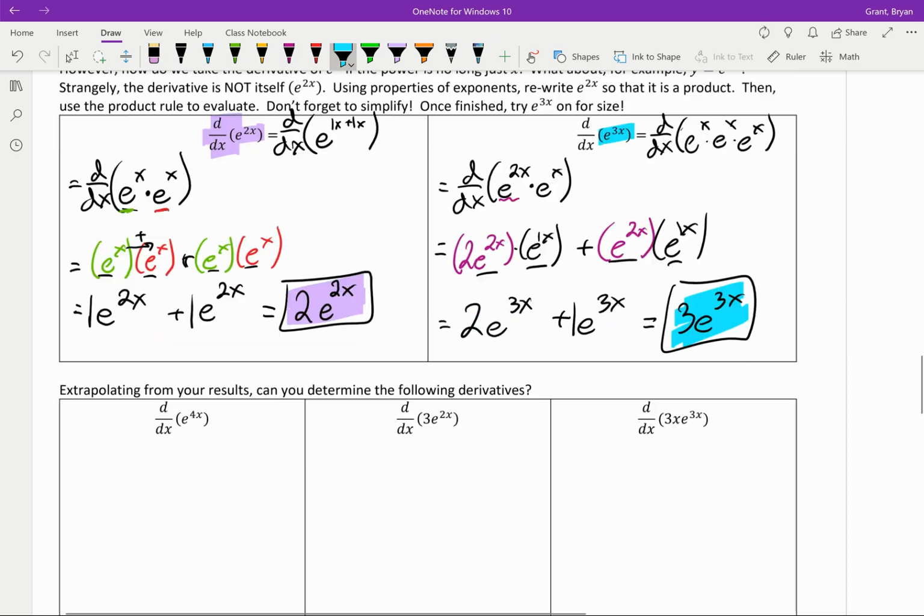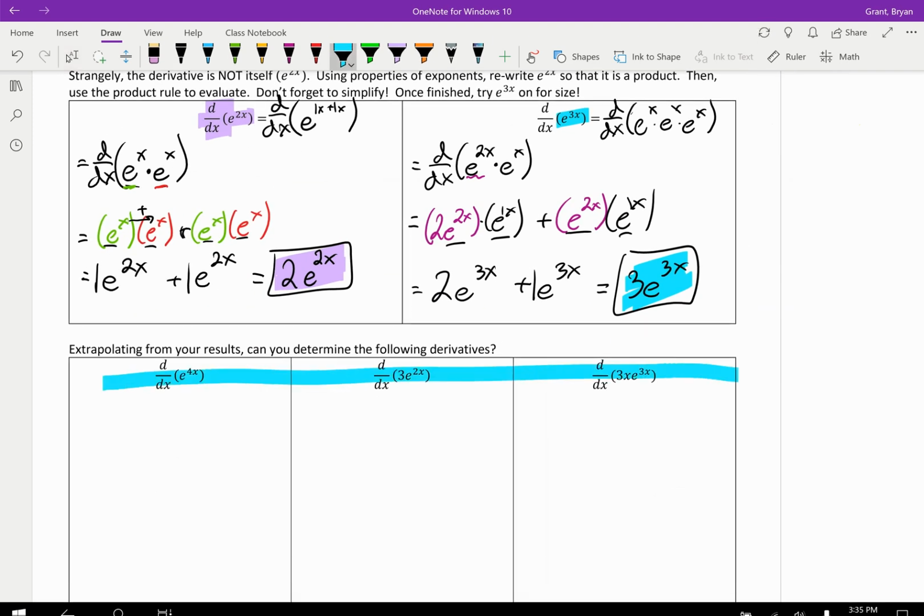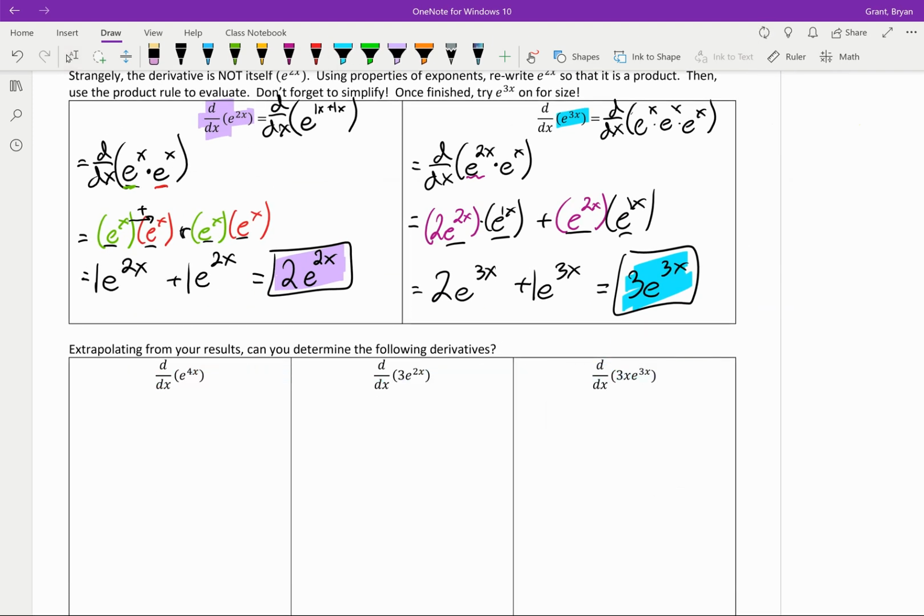Why don't you pause this quickly, and taking a look at those two results, I bet you could actually do all of these problems down here now. Maybe not, but you probably can. So pause it, try them, unpause it, and then we'll see how you did.